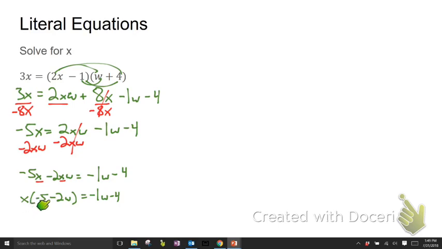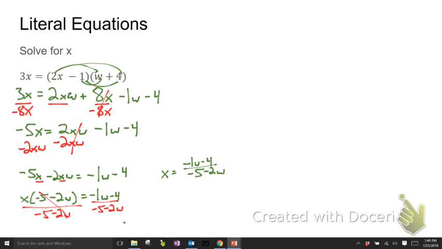And then I have negative 5 minus 2w left. You can always check to see if you did that right by distributing this x back in and seeing if you would end up with what you started with. We're ready for our last step. I'm going to divide by negative 5 minus 2w on each side. And we have our answer. I'm going to copy it over here to the left. x equals (-1w - 4) over (-5 - 2w).